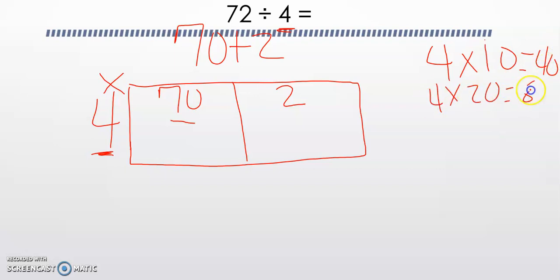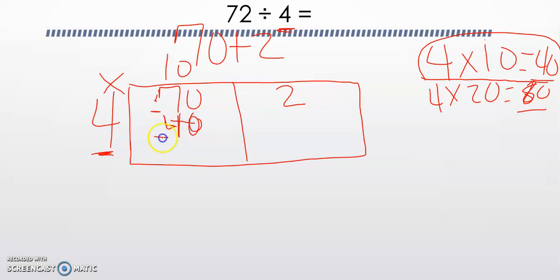4 times 20 is 80. So I'm looking at the answers that I'm getting from the multiplication, trying to get the number that's inside the box. And I never want to go over, but I want to get as close as I can. So the closest I get is 4 times 10, which equals 40. So the number I'm multiplying with goes on top. The answer or product I get goes inside the box.